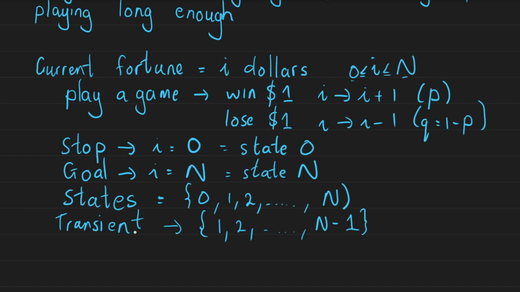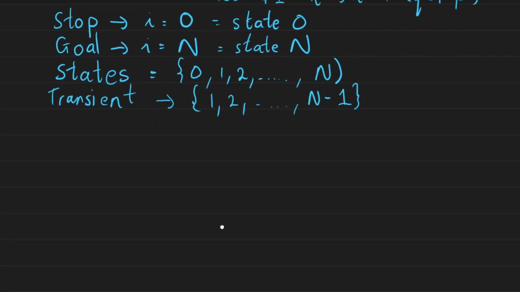We say that they are transient because the gambler would stop only when i is equal to 0 or i is equal to N. So if the gambler has anywhere between $1 and N minus $1, it means that the gambler would continue playing. Because he or she would continue playing, these are transient states. So now that we know what the transient states are, we can go ahead and write the transition probabilities.